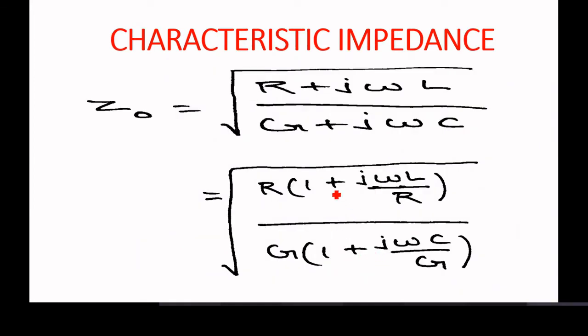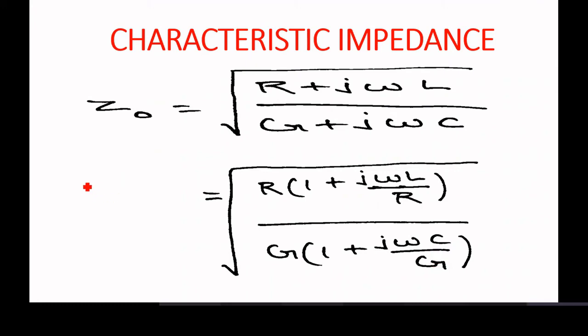Now we will look at the expression for the characteristic impedance. Now we have seen the propagation constant. Now we will see how the characteristic impedance will look for the distortionless transmission line. So characteristic impedance is nothing but square root of R plus j omega L by G plus j omega C. Here also from the numerator I am taking R as common, and from the denominator I am taking G as common. Then we'll get R into 1 plus j omega L by R, over G into 1 plus j omega C by G.